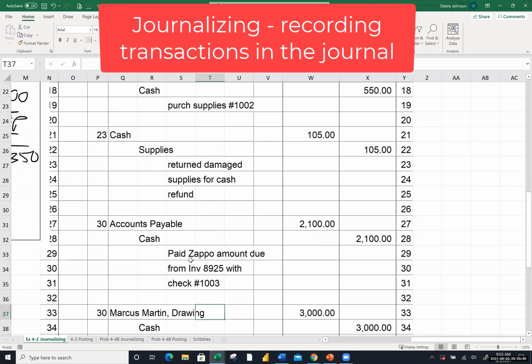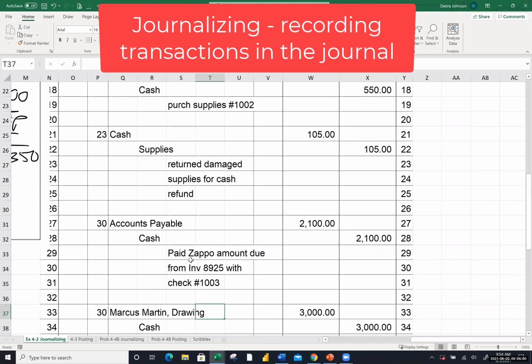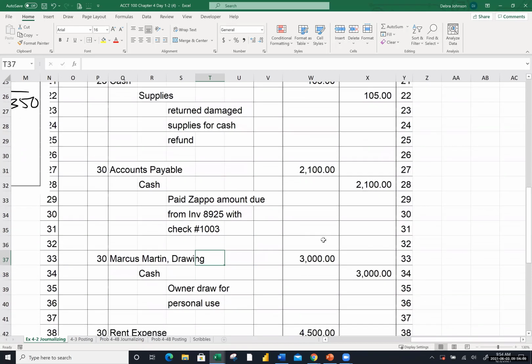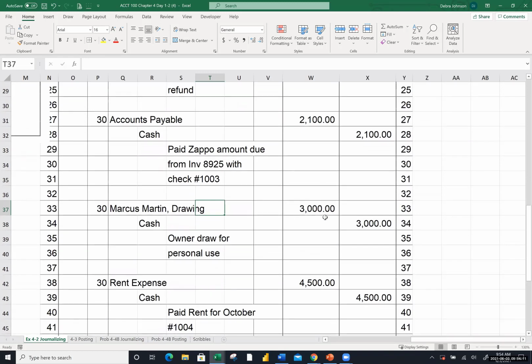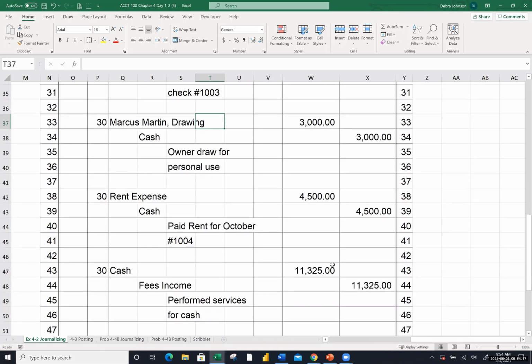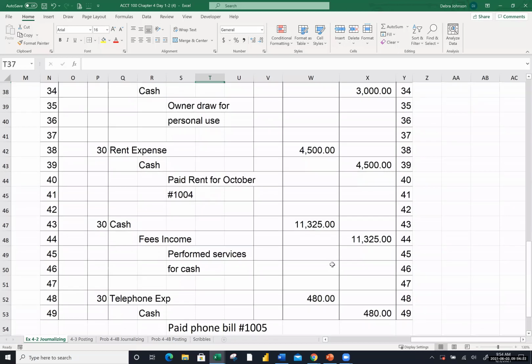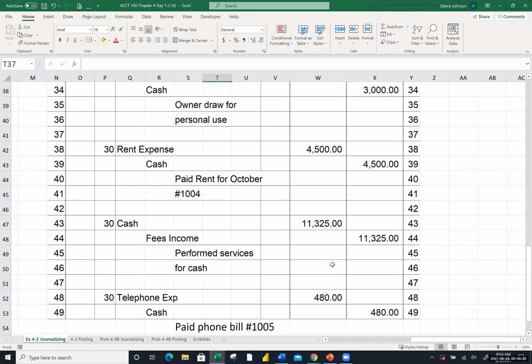So it's the 30th. 4-2 is what we're doing here. Let me go check these out. I'm glad you asked. Okay, issued a check for 2,100. So that one looks correct based on the problem I'm reading. Then on the 30th, the drawing was 3,000. I think that one's right. The rent was 4,500. I think that one's right. Perform services for cash. I think that one's right. And the telephone bill. Which one do you see, Ian, that has a different amount?